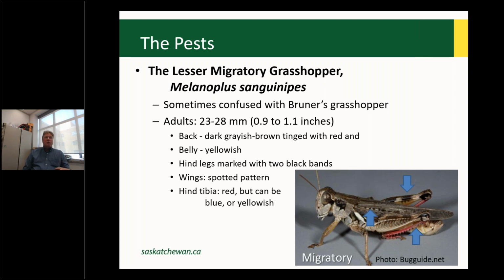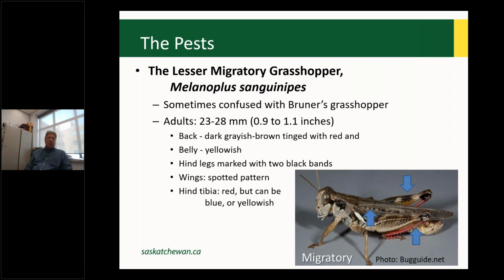And even when we're talking about lesser migratory, we are talking primarily about Sanguinipes, but there are two other species that can be mistaken for this one as well. They all have similar characteristics, similar behaviors. So functionally, you can consider these to be part of the lesser migratory complex.